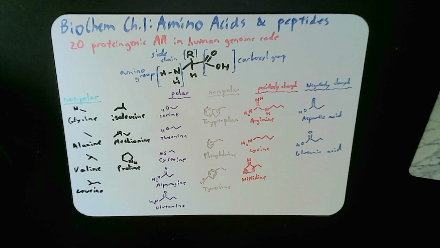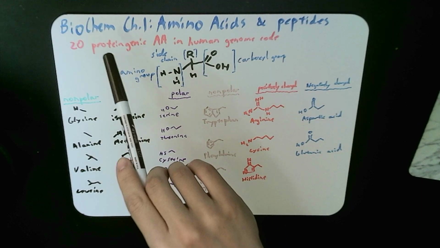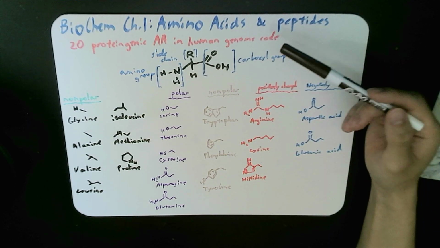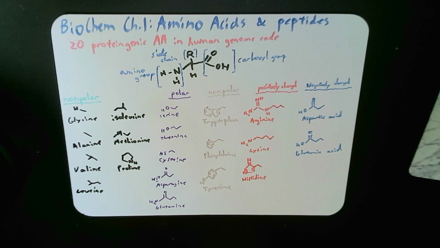Alright, so let's get right into it. This is amino acids and peptides from chapter 1 of BioChem. The AAMC specifically says you want 20 proteinogenic amino acids in the human genome code, because there are other amino acids such as GABA and something, erythro or something. However, those may not actually code for an actual protein. However, they still function very well. But AAMC specifically asked for these ones, so we're going to go through them together.